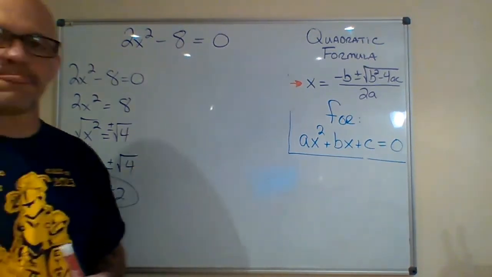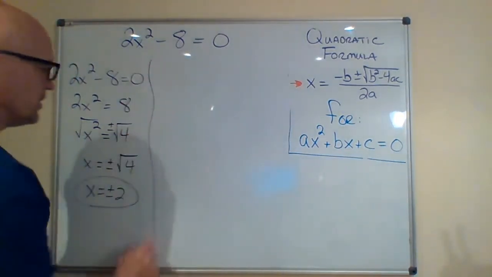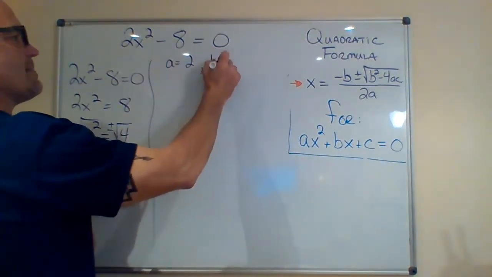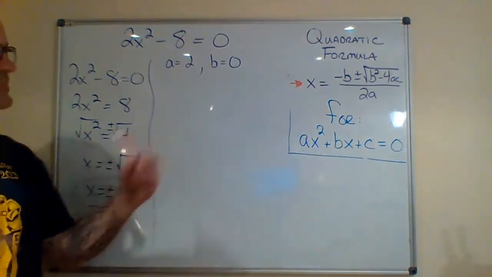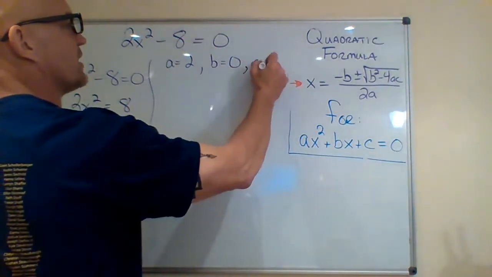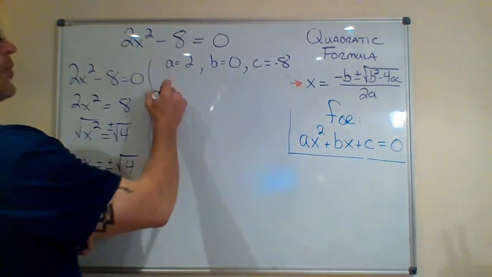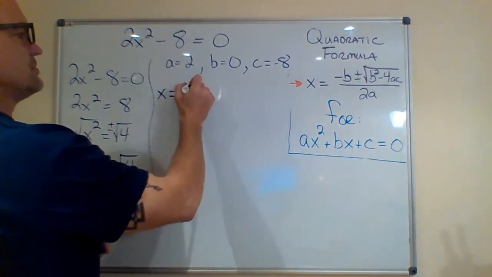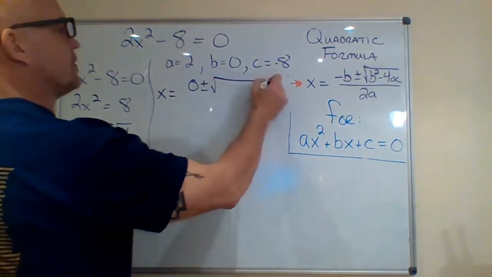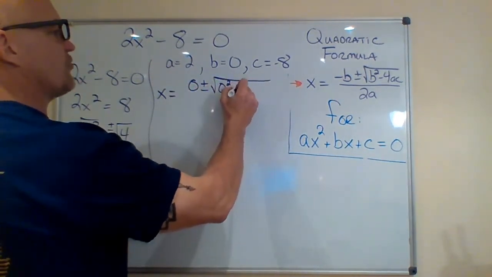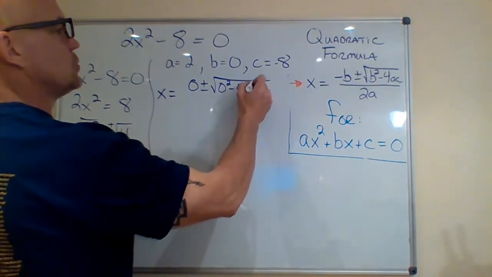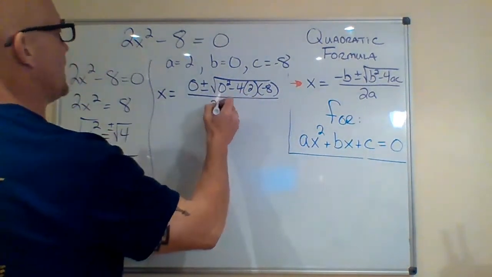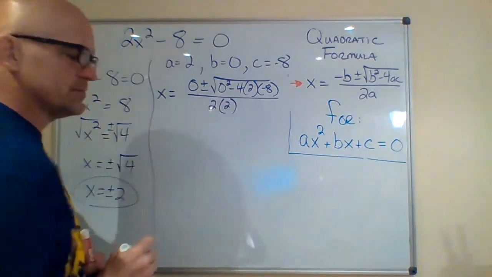Simple enough, right? Let's plug it into our quadratic formula here. A in this case is 2. Now, here's the key. B is 0. There's no b value. C is negative 8. So if I punch that into my formula, x equals the opposite of b, well, that's just 0, plus or minus the square root of 0 squared minus 4 times a, which is 2, times c, which is negative 8, and that's all over 2 times a, which is 2 times 2.